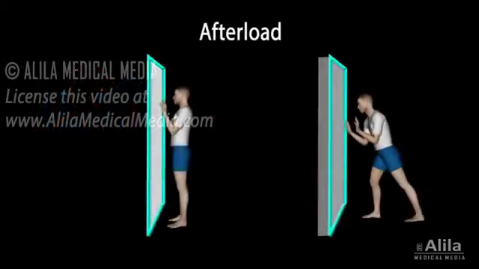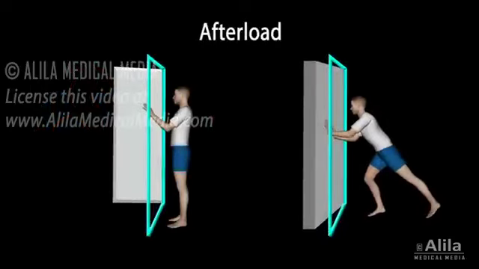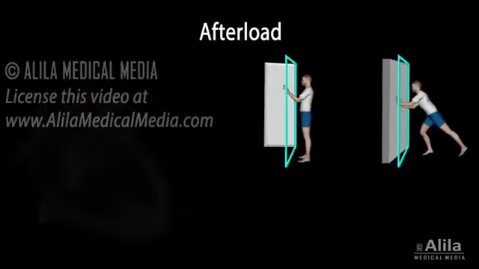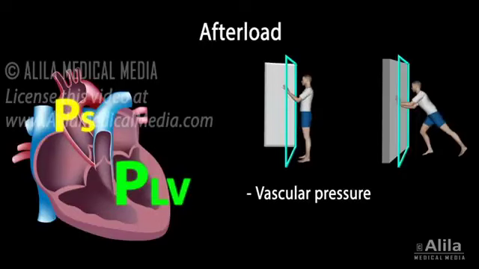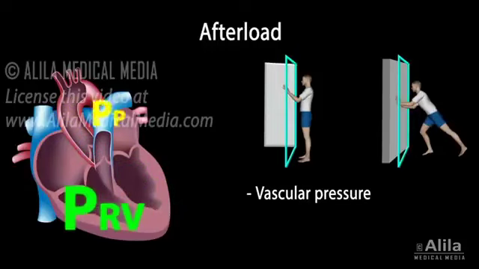Afterload, on the other hand, is the resistance that the ventricle must overcome to eject blood. Afterload includes 2 major components: vascular pressure. The pressure in the left ventricle must be greater than the systemic pressure for the aortic valve to open. Similarly, the pressure in the right ventricle must exceed pulmonary pressure to open the pulmonary valve.